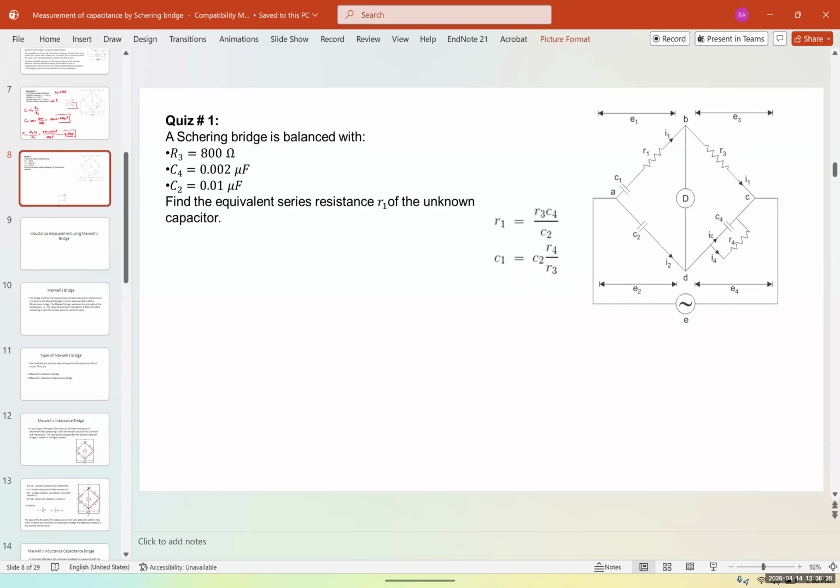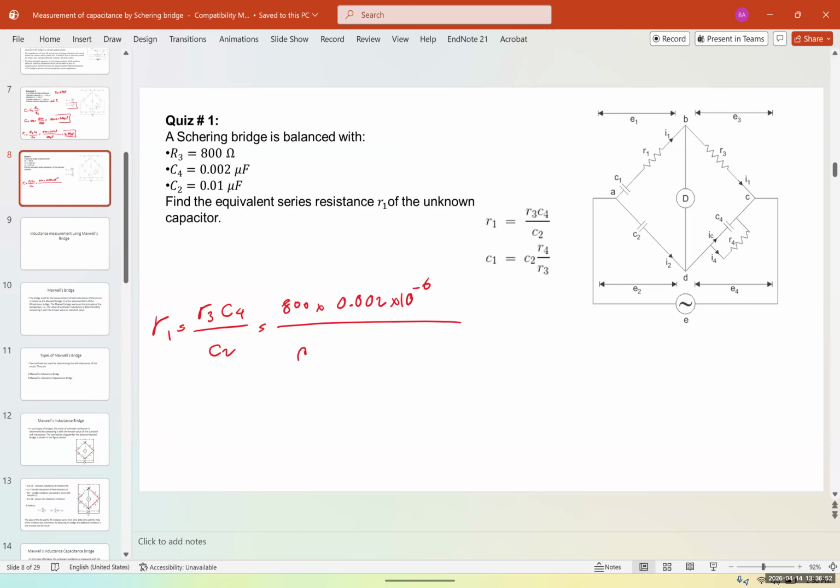And pretty easy. We want to find R1, which is going to be R3 C4 over C2. Did everyone solve it? So it's going to be 800 times 0.002 times 10 to the power of negative 6 over 0.01 times 10 to the power of negative 6. So what is the answer?